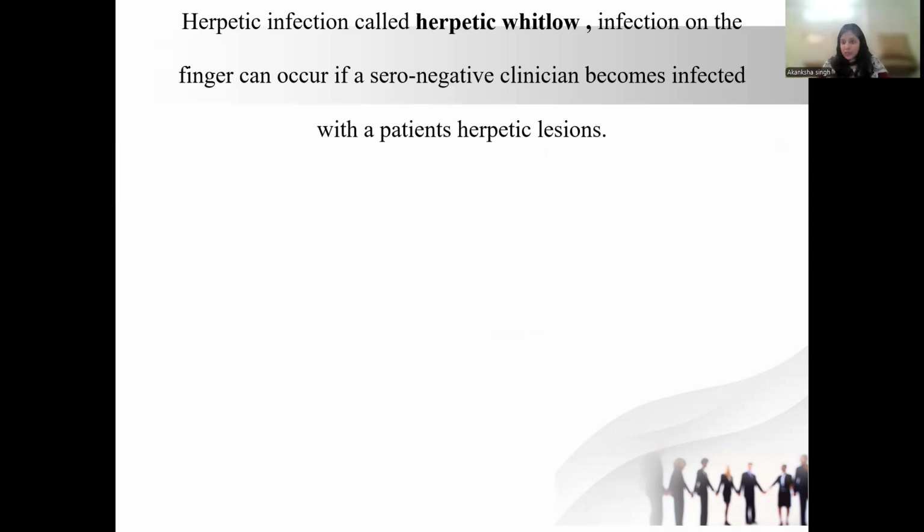Herpetic whitlow is a very important term. You might encounter this term in your regular practice when you start practicing. Infection on the finger can occur. Suppose a clinician is dealing with a patient of primary herpetic gingivostomatitis without knowing that the patient has herpetic infection, and they're not wearing gloves, or somehow their fingers come in contact with those viruses. That infection of the clinician's fingers because of the patient's herpetic lesion is known as herpetic whitlow. It is an infection of the finger which can occur if a seronegative clinician becomes infected. This is of utmost importance from the clinician's point of view.